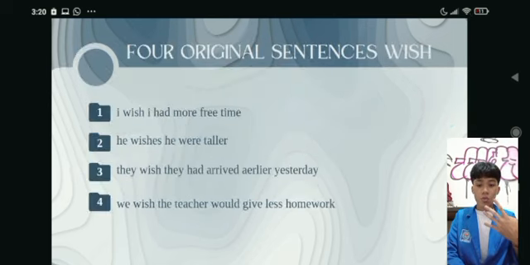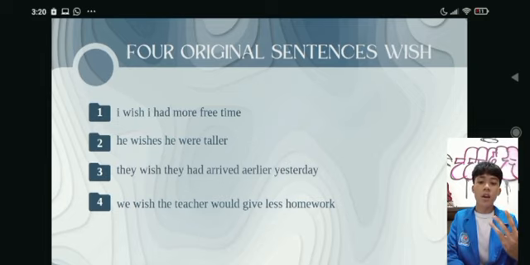Four original sentences with wish. The first, I wish I had more free time. The second is he wishes he were taller. The third is they wish they had arrived earlier yesterday. And the fourth is we wish the teacher would give less homework.